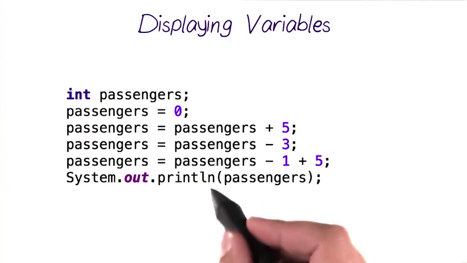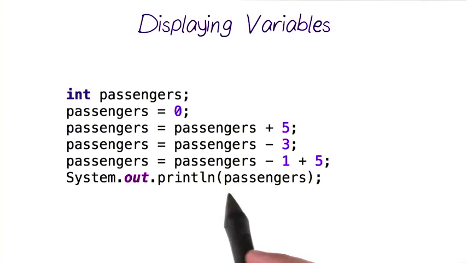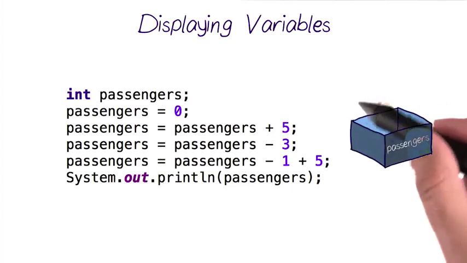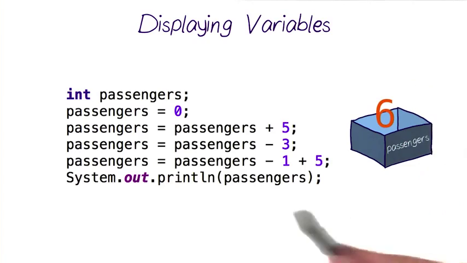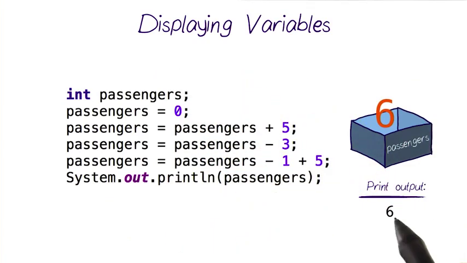So, when we type in something inside those parentheses here, without the quotation marks, Java automatically assumes that this is a variable and starts looking for the value stored inside that variable and displays it because this is a print line statement. Which means if we run this program here, we get this print output 6, which happens to be the value of our variable passengers here.